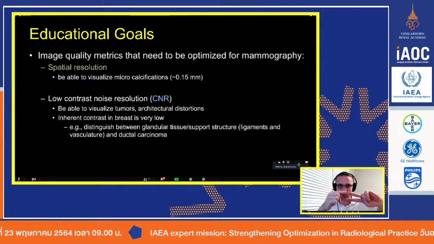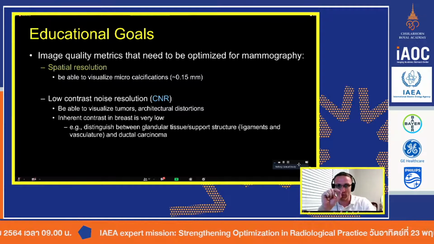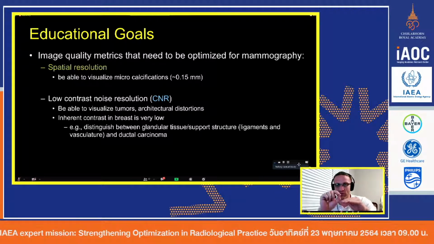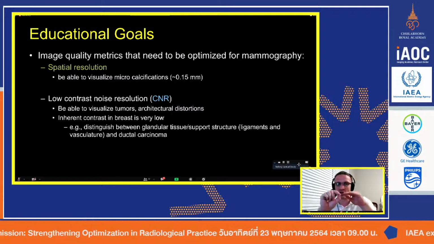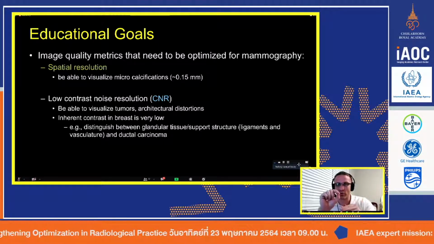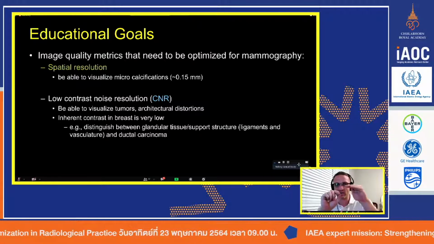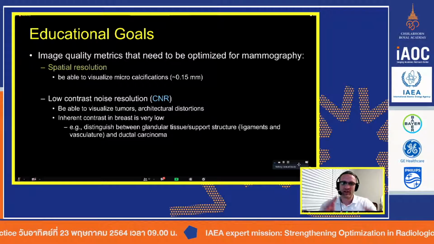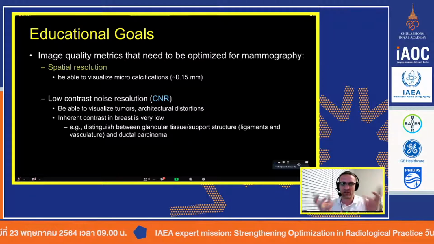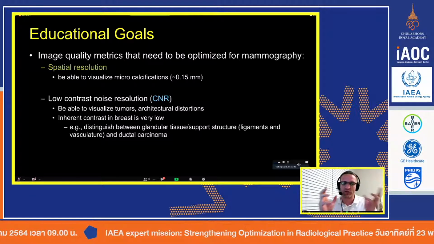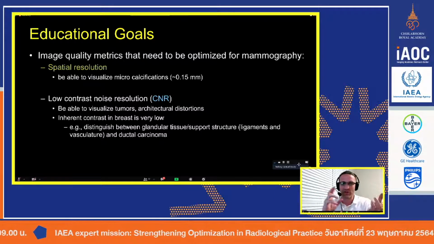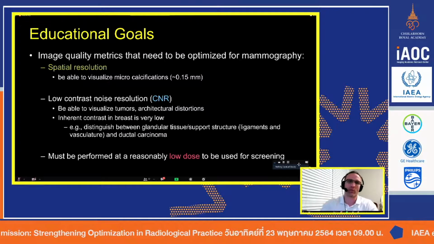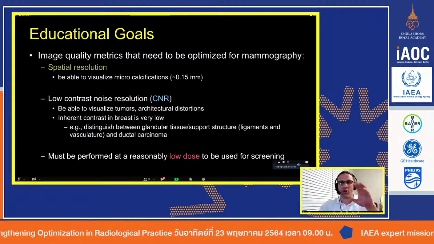To get good spatial resolution, you want a small focal spot. Therefore, it limits how much mA we can use. But to get good contrast to noise resolution, we want to use high mA, which requires a bigger focal spot. So the balance of these two things are diametrically opposed, and we have to fight this battle this whole time. We're trying to optimize for mammography.